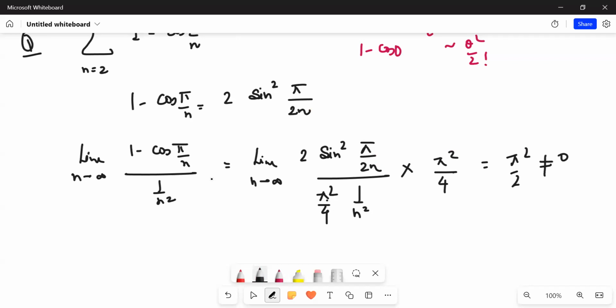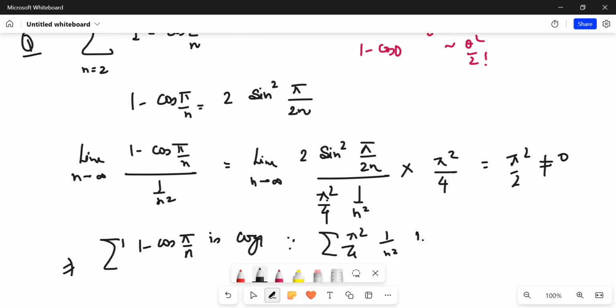I know that this is convergent, then this is convergent. It implies that summation 1 minus cos of pi upon n is convergent, since summation pi square upon 4, 1 upon n square is convergent. I know that this is convergent, then it implies that this is convergent, and if this is convergent, it implies this is convergent. I hope it is clear.